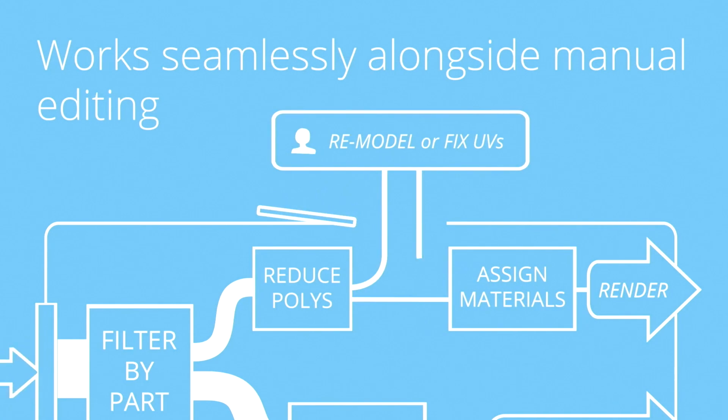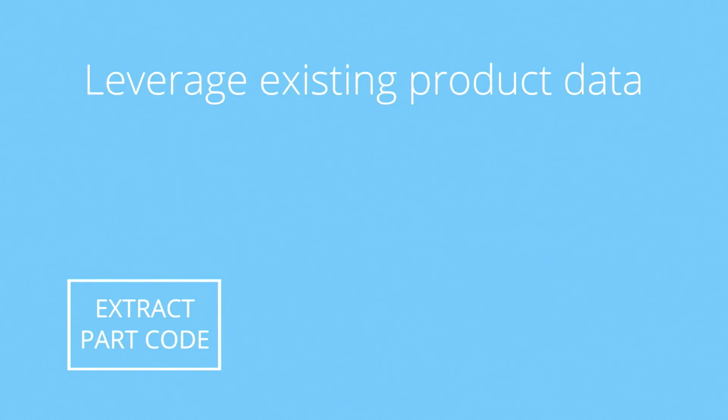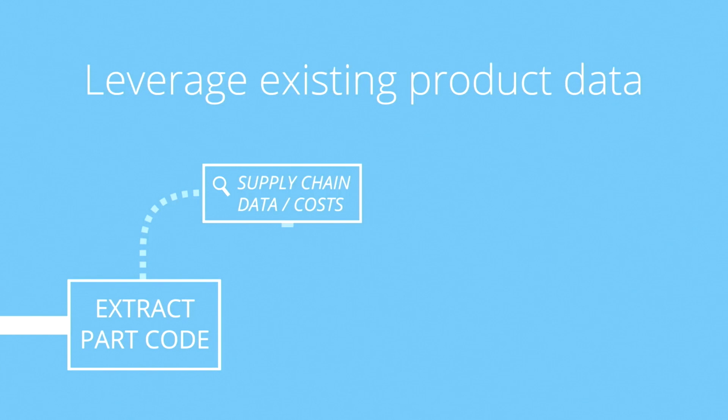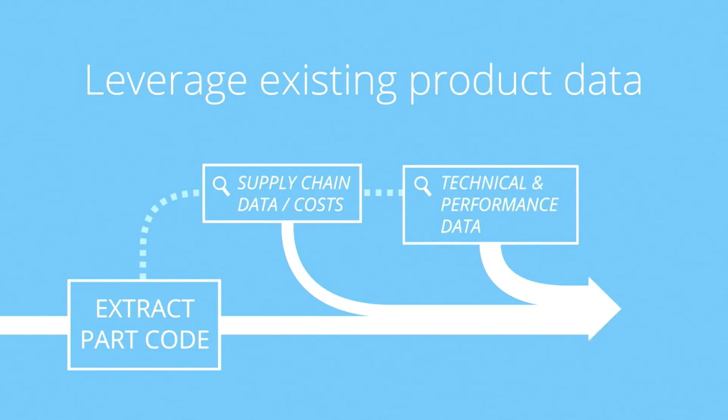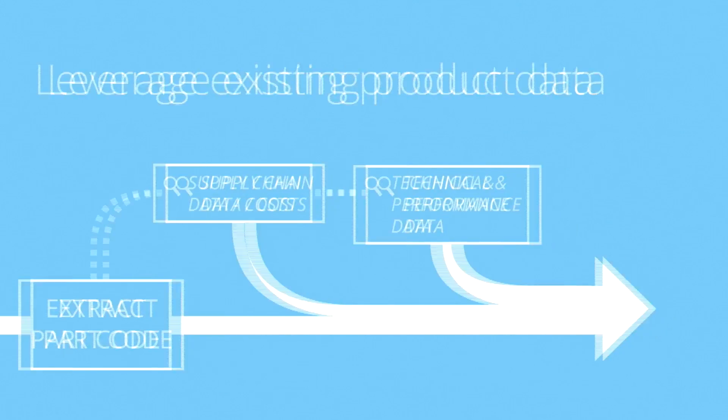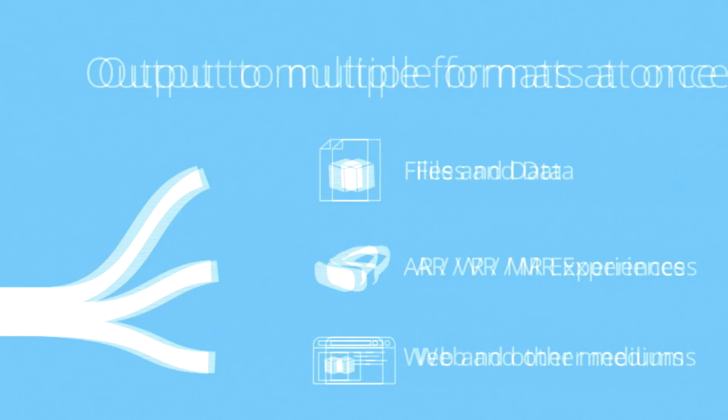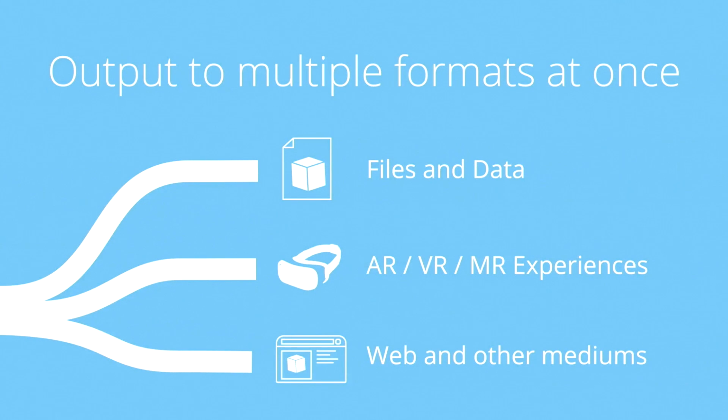For things that the automation doesn't fix, we give you the ability to basically go out and fix it manually. And then, because of that metadata, by using it, we can leverage things to help do things much quicker than you would in a manual process. And part of that is we can output to files, data. We can output to AR, VR, MR experiences, renderings, and other mediums. And this can all be done individually, or you can do it all at one time.